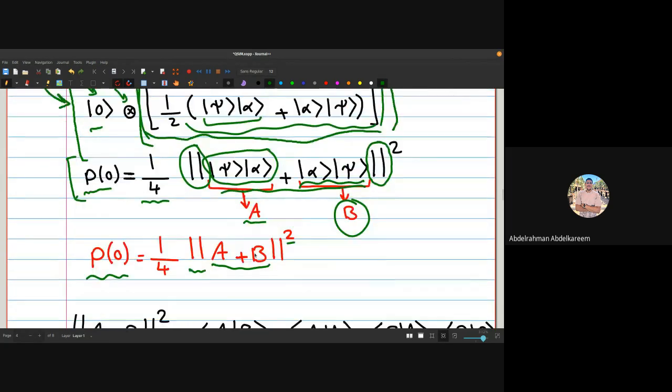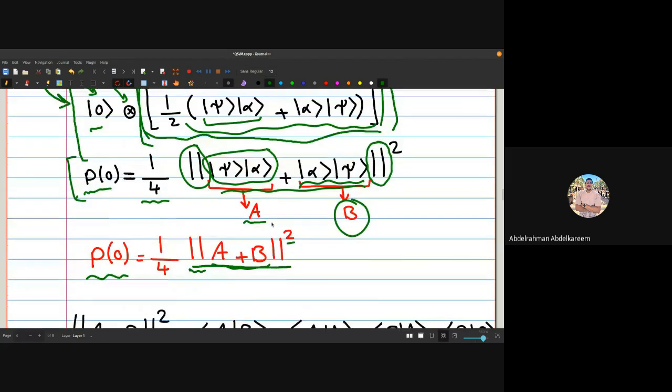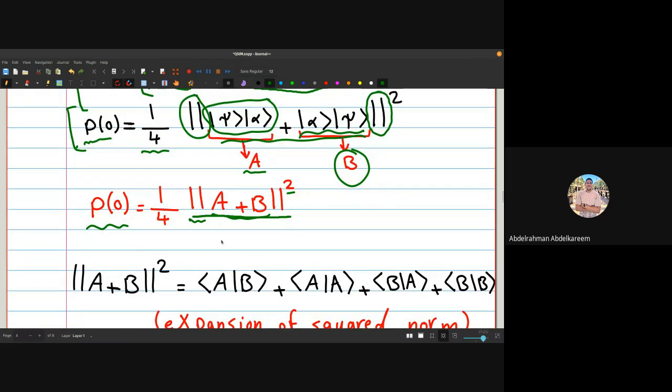Okay. So to make it easier while we are doing our proof, we'll say ket psi, ket alpha is A, and ket alpha, ket psi is B. So the probability of 0 is 1 over 4, the norm of A plus B squared. So this is a normalization factor. Okay. I hope it's clear for now.